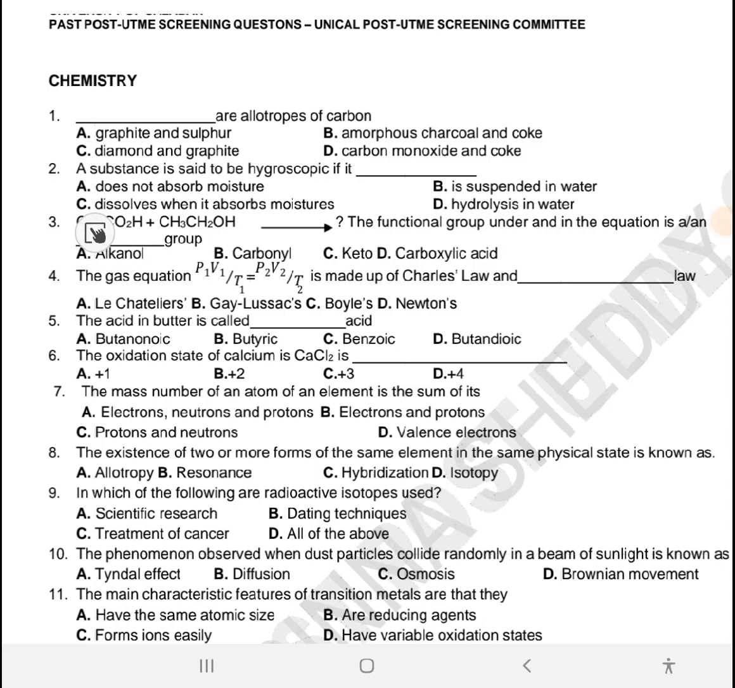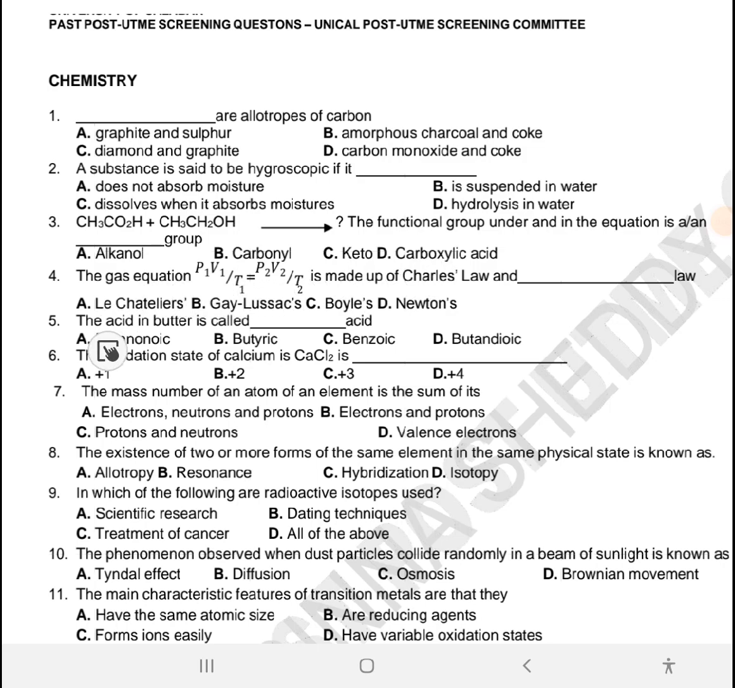CH3COOH. This is an alkanoic acid. In this case, ethanoic acid reacting with something that has an OH here, so this is ethanol. Dash. The functional group underlined in the equation is a dash. The functional group underlined in the equation. Number 3 is option D. The functional group underlined is carboxylic acid. This is carboxylic acid. Option D.